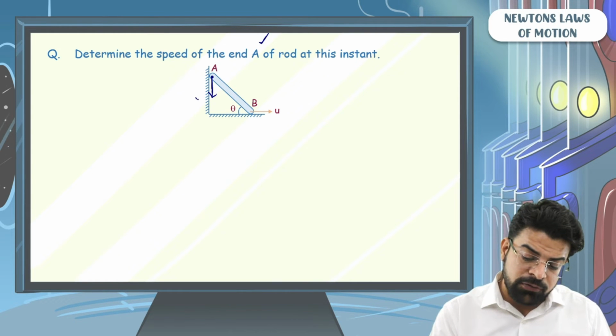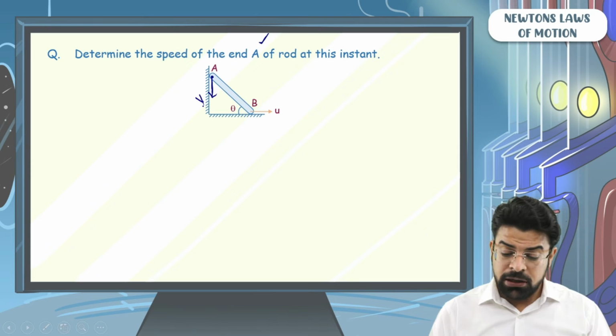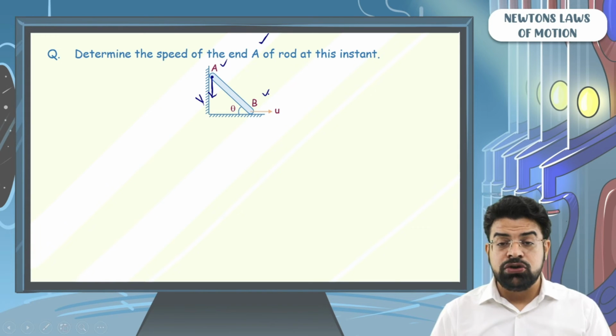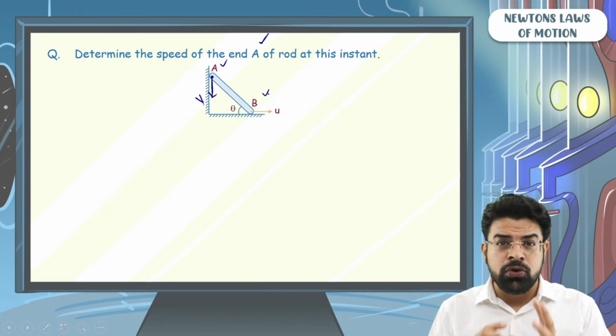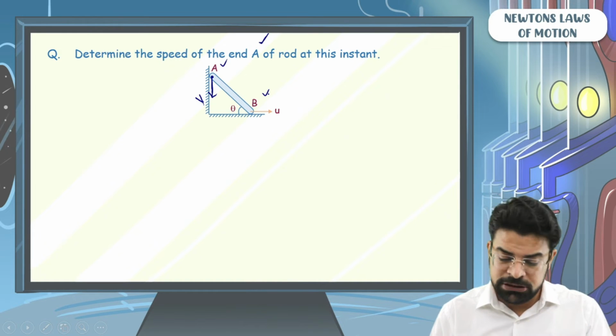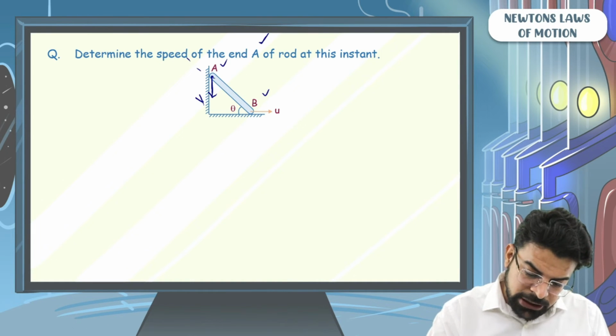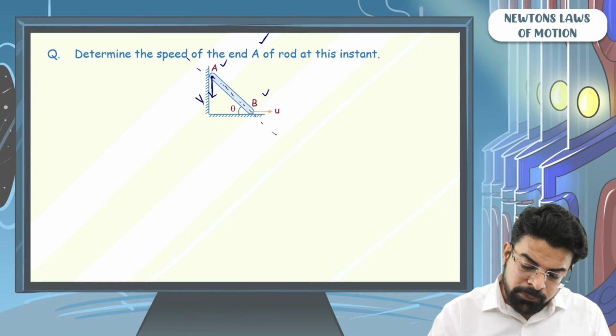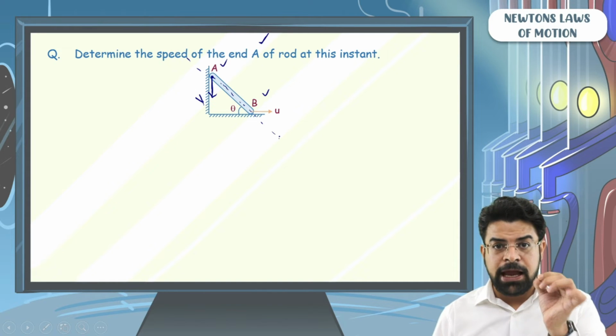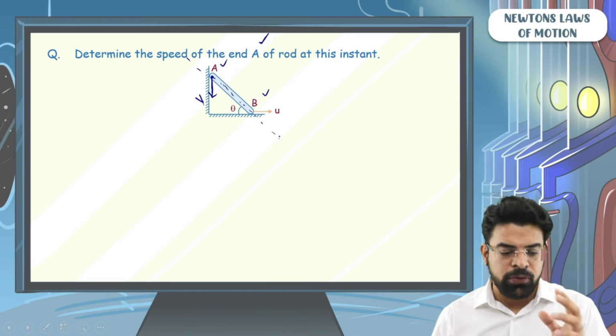We have learned from the rigid body constraint that both the points A and B should have the same velocity along the line joining them. And once you know this statement, this question is super duper simple. So visualize a line joining A and B, find the component of velocity of both A and B along this line and equate it. So let's do it.